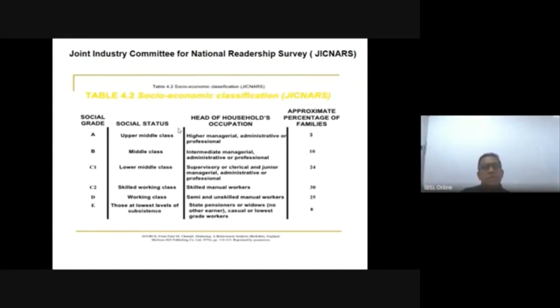It is known as Joint Industry Committee for National Leadership Survey. Short name is GICNA's, which is very much used in today's marketing activities when we want to identify different segments in our population. So according to GICNA's, there are social grades A, B, C1, C2, D, E. So A and B and C1 are the most appropriate customer segments for bankers.